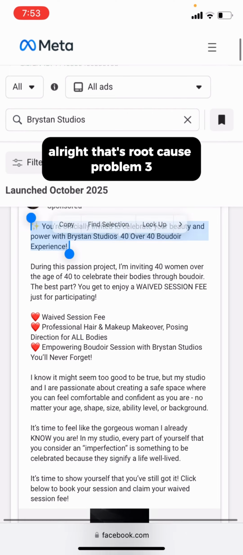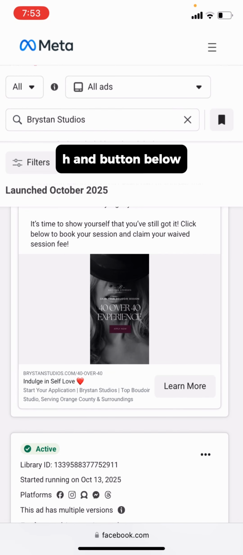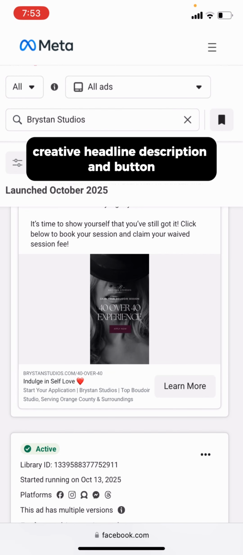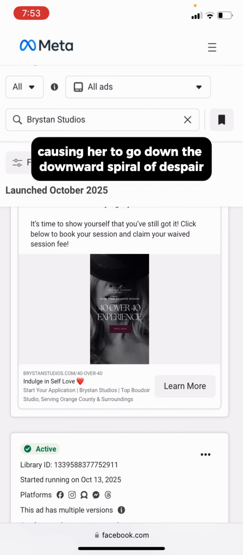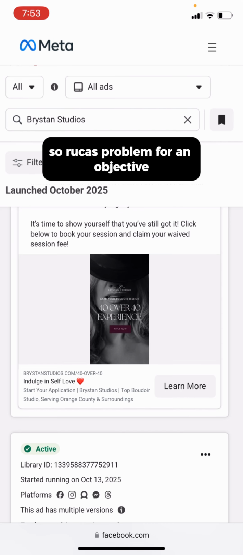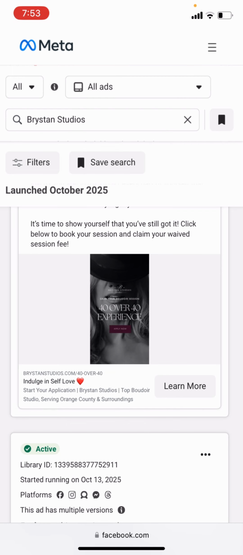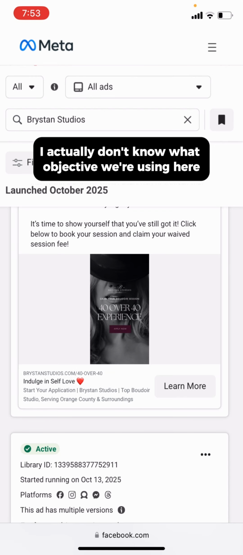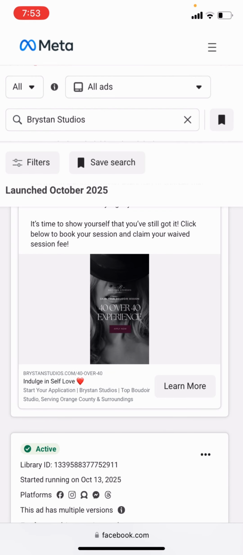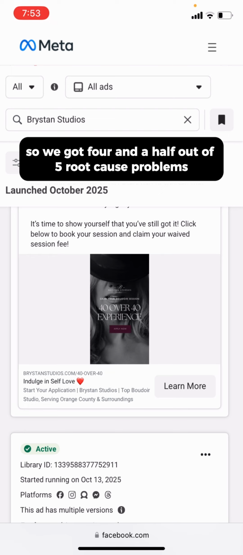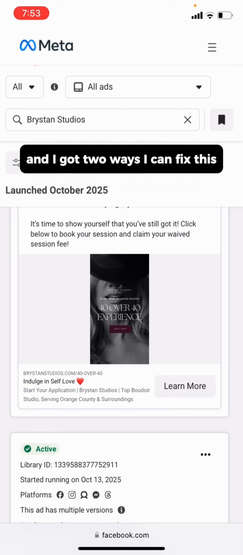All right, that's root cause problem 3. BCH and button, below creative headline, description, and button, having them is a root cause problem, causing our ad to go down the downward spiral of despair. So root cause problem 4. Then objective, half a mistake, because I actually don't know what objective we're using here. So we got 4.5 out of 5 root cause problems, and I got 2 ways I can fix this, 2 different offers, 2 different options.